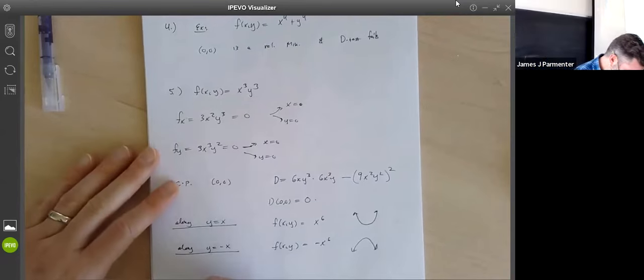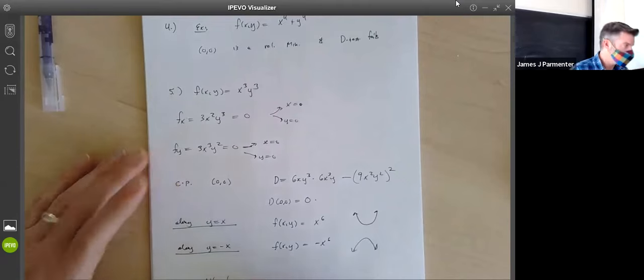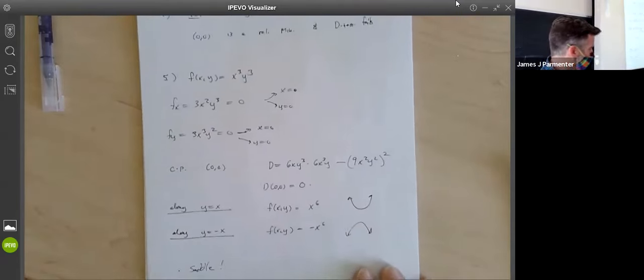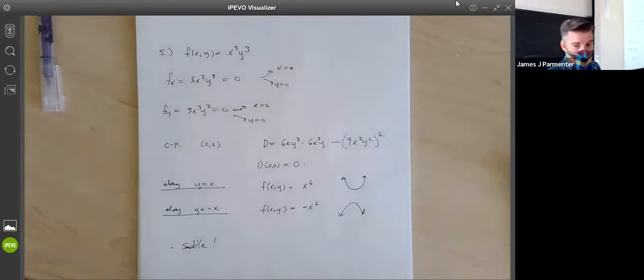So again, this is not super rigorous, right? It's kind of a, what can I come up with, kind of situation. We can definitely look at the graph of it.